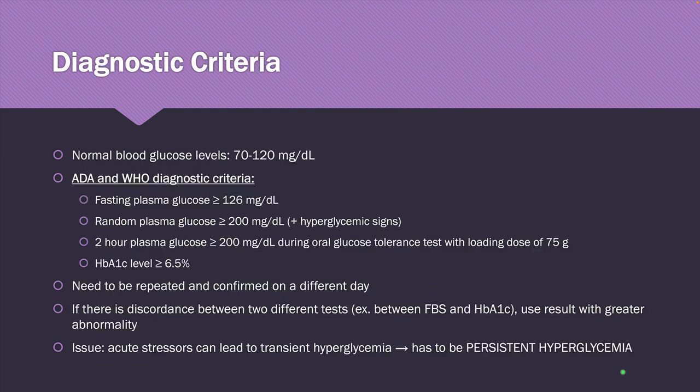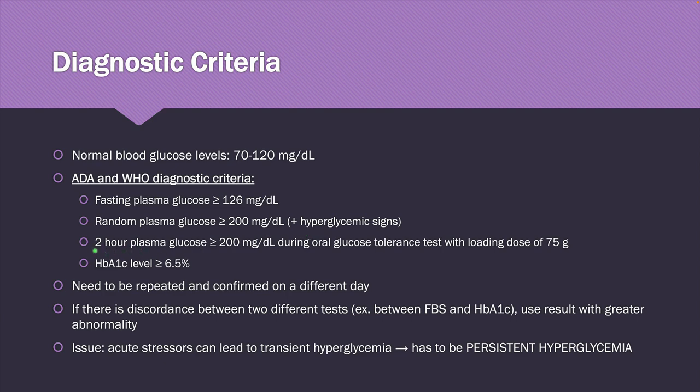So how do you diagnose diabetes? You have to know that the normal blood glucose level in your body is around 70 to 120 milligrams per deciliter. To qualify as diabetic, you have to meet at least one of the following diagnostic criteria. Your FBS is greater than or equal to 126. Your random blood glucose, or random plasma glucose, should be greater than or equal to 200 milligrams per deciliter, plus your patient should be manifesting signs of hyperglycemia.